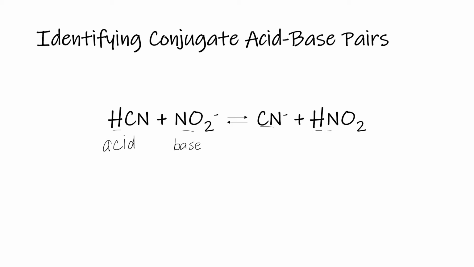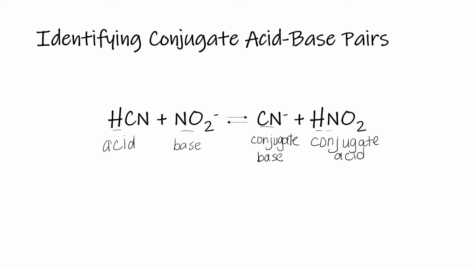And so when we're defining what's on the right-hand side of the equation, these are going to be our conjugates. So this is our conjugate acid. It donates a proton, but it's on the right side, so it's our conjugate. And then cyanide ion here is going to be our conjugate base because it is our proton, our hydrogen ion acceptor in the reverse.